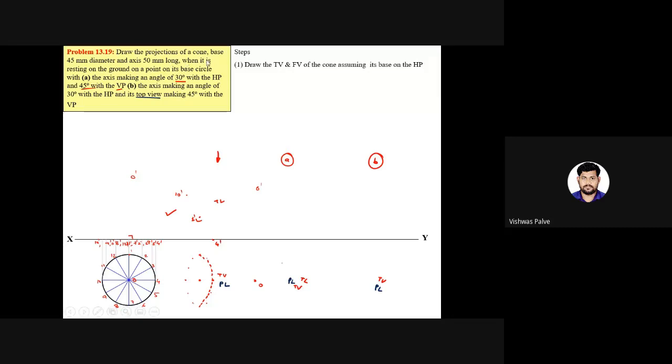Draw the projection of a cone, base 45 mm, axis 50 mm long, when it is resting on the ground on a point on its base circle, with the axis making an angle of 30 degrees with HP and 45 degrees with VP. The axis makes an angle of 30 degrees with HP and the top view makes an angle of 45 degrees with VP. So you have to draw this problem. Everyone will solve this problem in the classwork book. This is the homework for today's lecture. You have to solve this problem and then we can continue with the next numerical.